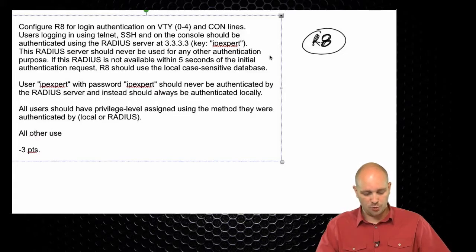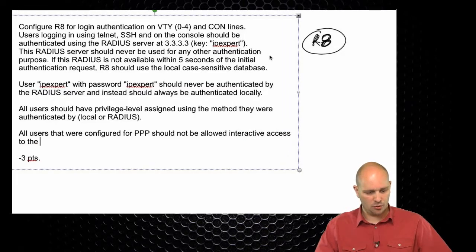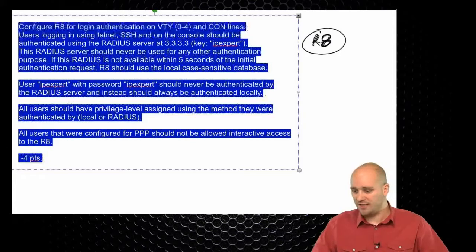Very simple request. All users that were configured for PPP should not be allowed interactive access to R8. Now, you may remember that in a previous example there was a user router 7 that was also locally defined, and this user should not be allowed interactive access to R8. So if you try to log in, the authentication should either fail or something else should happen that will prevent the user from actually interactively working on this device. So this is the task.